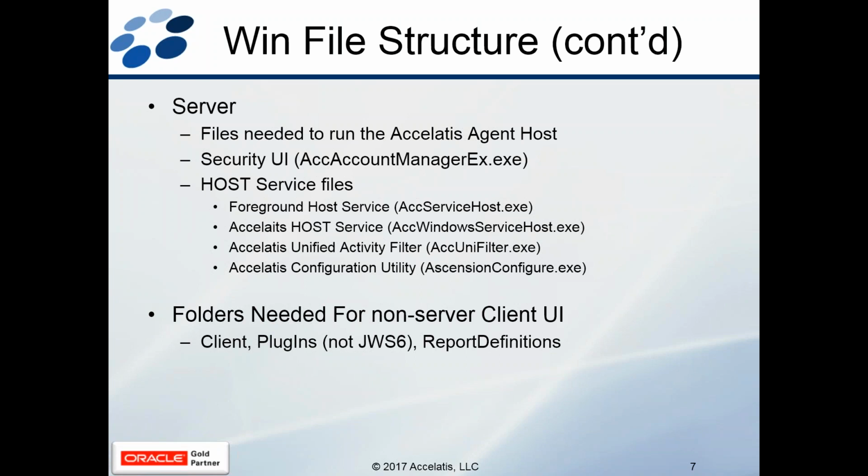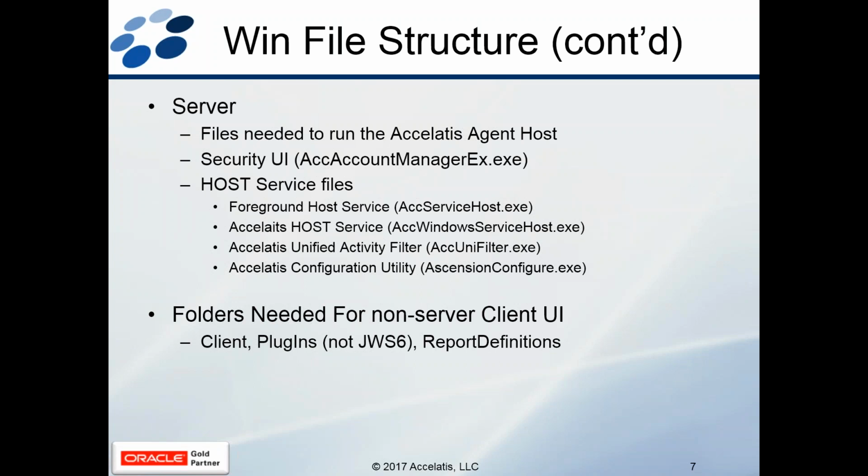And then the actual service files for the host. Foreground is ACC service host, and you've also got a background service that you can run, the Windows service host.exe. So again, the same way with some of the other products, you can run it either in the foreground or as a service. So those are the two files you would use there. You will see your Accelatis Unified Activity Filter, which is actually called accunifilter.exe. So that's in this directory.